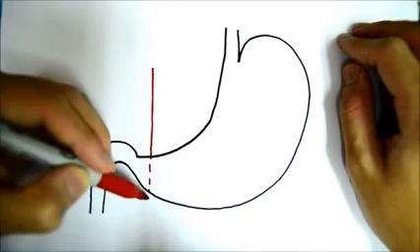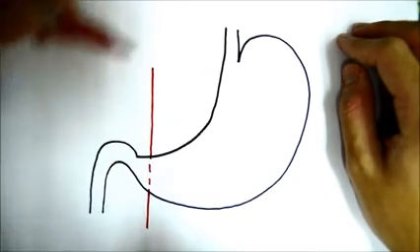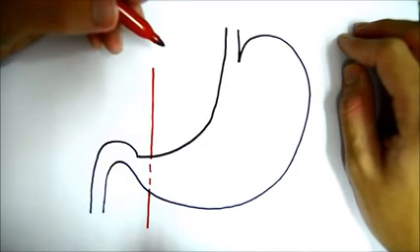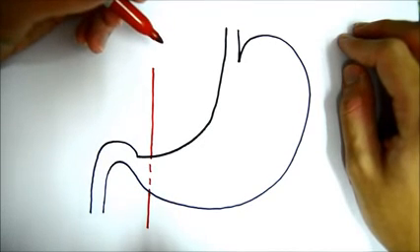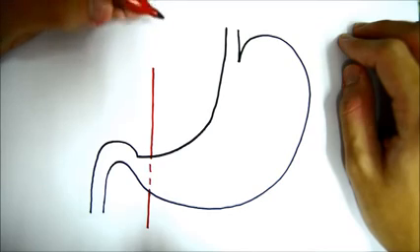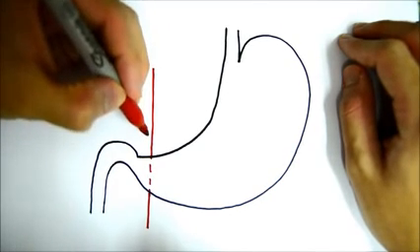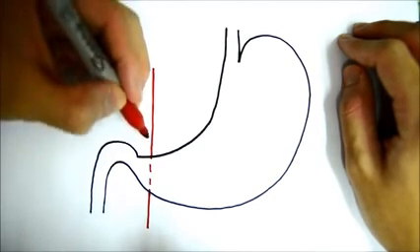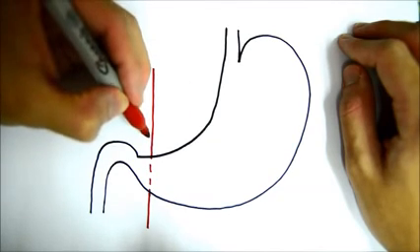The arteries that supply the stomach mainly arise from the celiac artery. No, in fact, all of them arise from the celiac artery. Okay, for the celiac artery, since it's the anterior branch, we're just going to be drawing it like this.